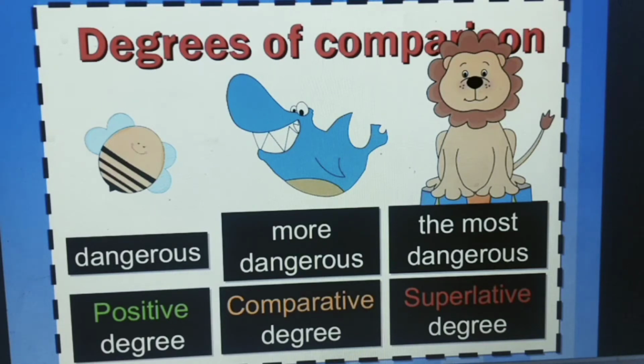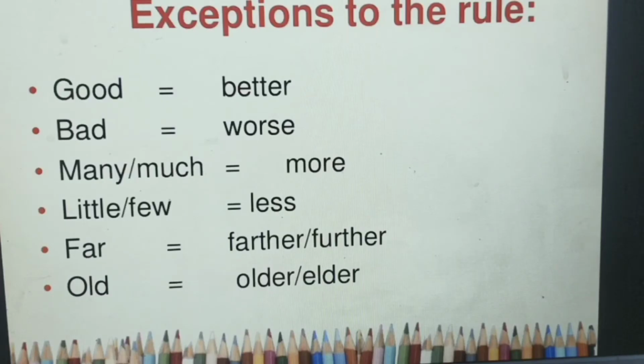Dangerous, more dangerous, most dangerous. Dangerous positive degree, more dangerous comparative degree, most dangerous superlative degree. So there are exceptions to the rule: good, better, bad, worse, many, much, more, little, few, less, far, farther, further.